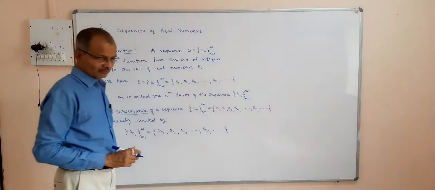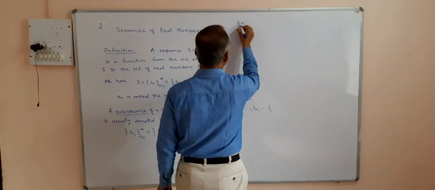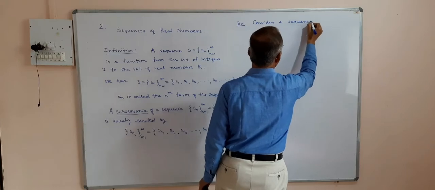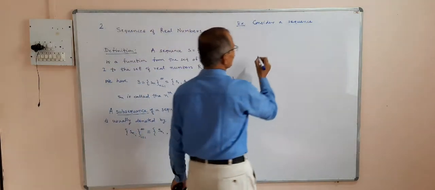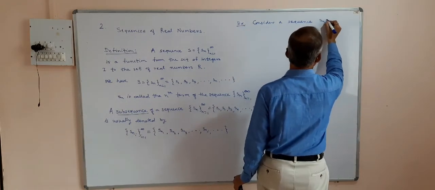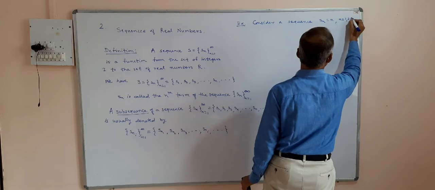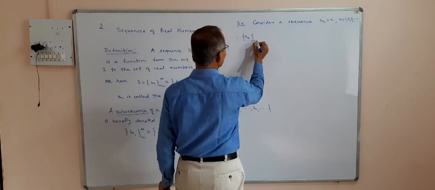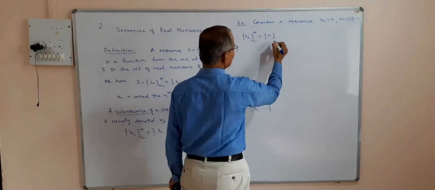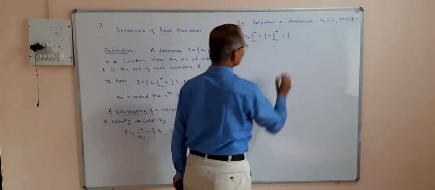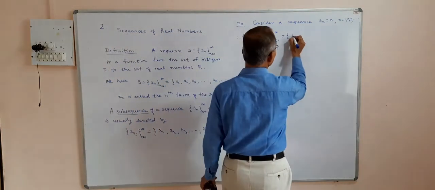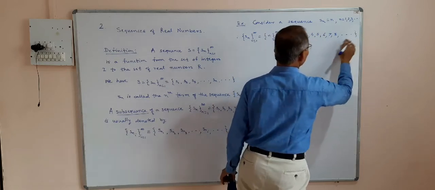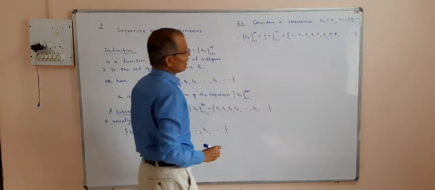Now we shall consider an example, then it will be clear. Consider a simple sequence Sn equal to n, where n takes values 1, 2, 3, etc. That means the sequence Sn, as n takes values 1 to infinity, is equal to n, and this will generate the sequence 1, 2, 3, 4, etc. Actually this is the sequence of positive integers. And now we will form its subsequences.